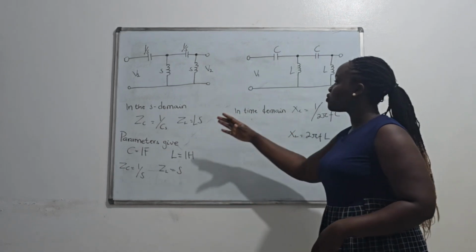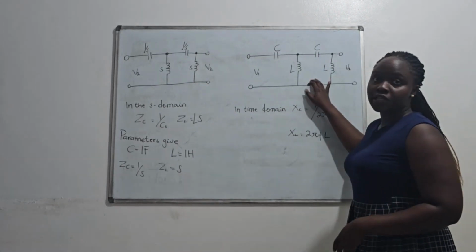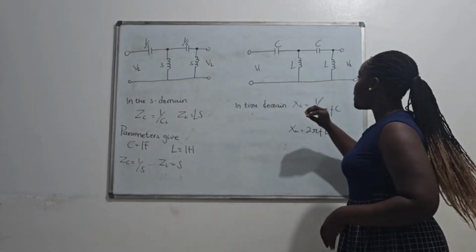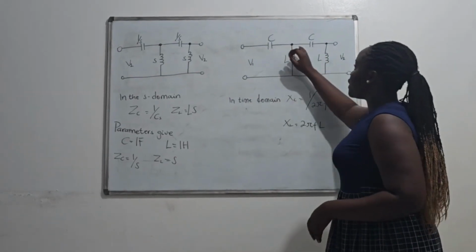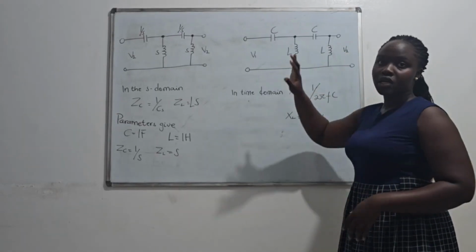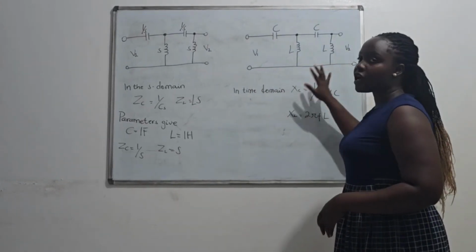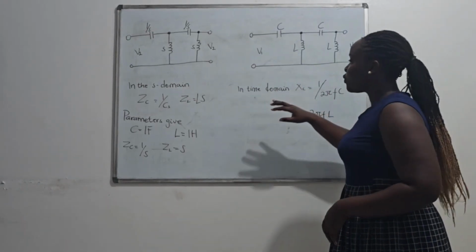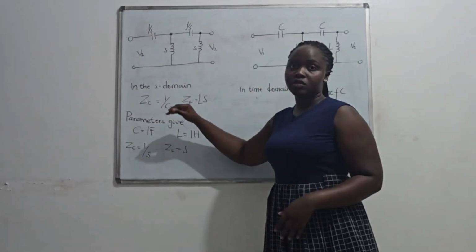So this is crucial because capacitors and inductors are frequency-dependent devices, and as you can see from here, the capacitors are connected in the signal path, and then the inductors are connected to the ground, which makes this a high-pass filter. So that is why we are converting to the S domain.